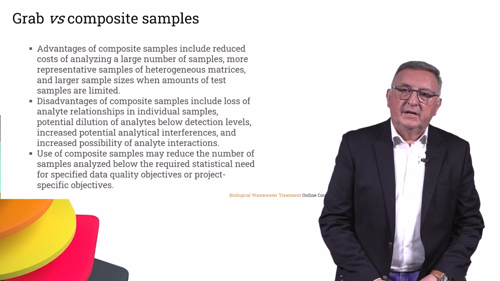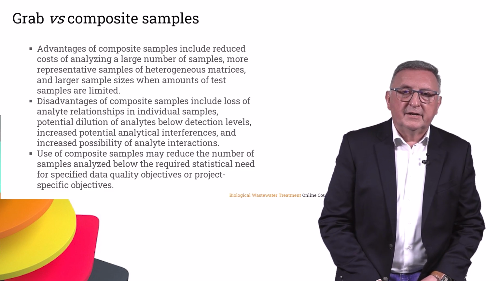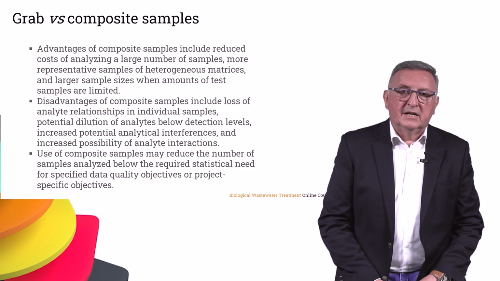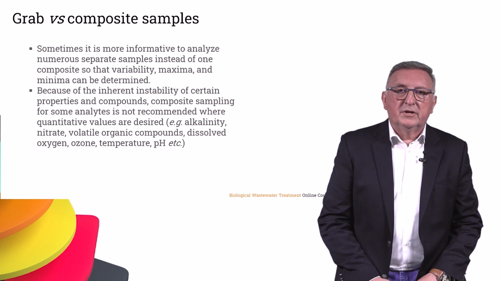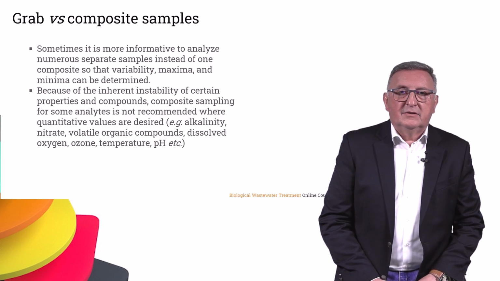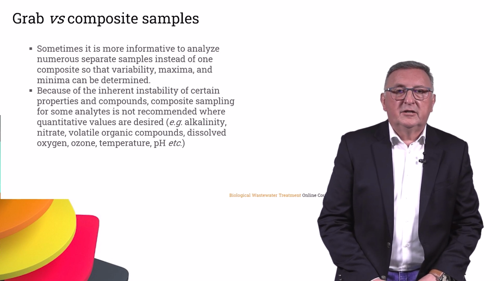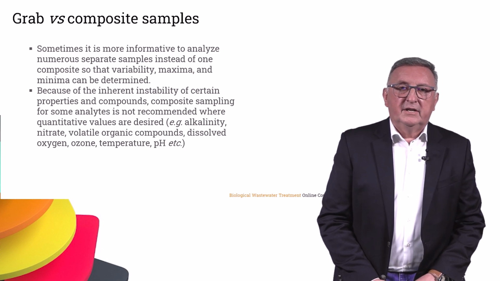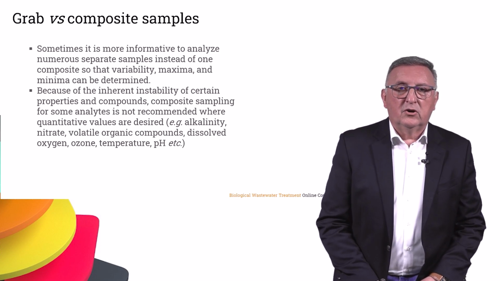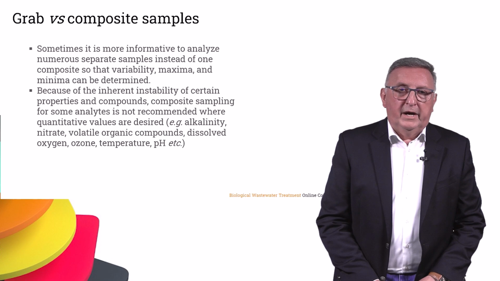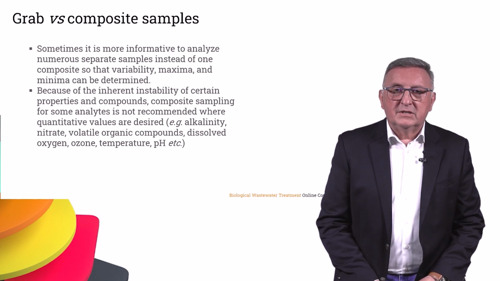Use of composite samples may reduce the number of samples analyzed below the required statistical need for specific data quality objectives or project-specific objectives. Sometimes it is more informative to analyze numerous separate samples instead of one composite so that variability, maxima, and minima can be determined. Because of the inherent instability of certain properties and compounds, composite sampling for some analytes is not recommended where quantitative values are desired. For example, alkalinity, nitrate, volatile organic compounds, dissolved oxygen, ozone, temperature, pH, etc.